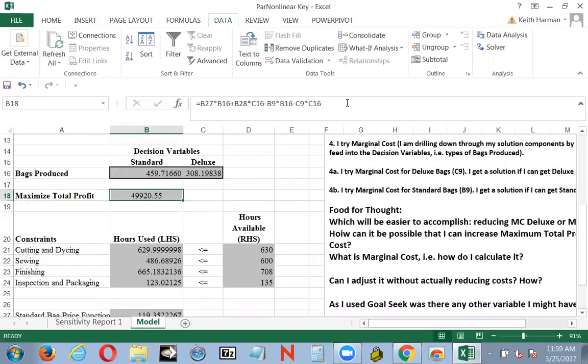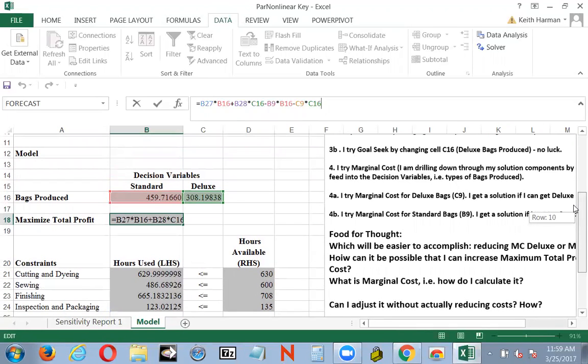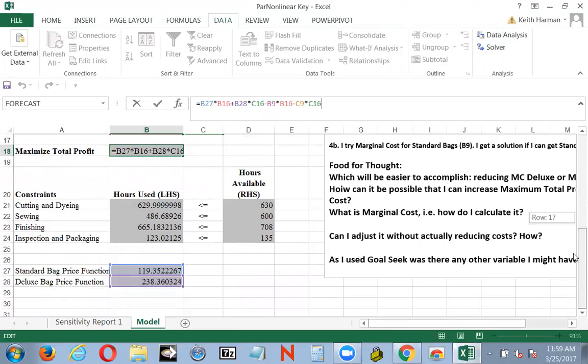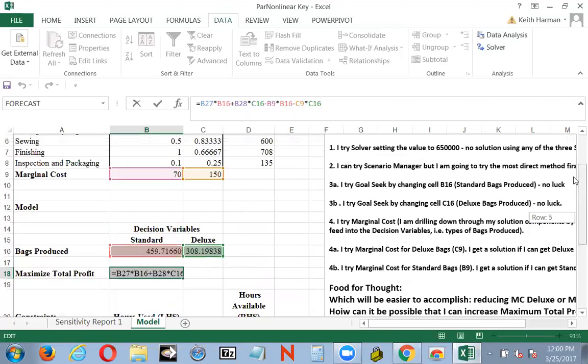Okay, and we can see, let's look at this for a minute. It equals B27 times B16 plus B28 times C16 minus B9 times B16 minus C9 times C16.